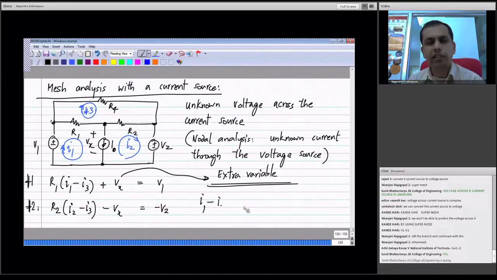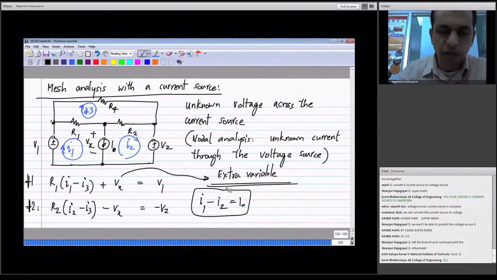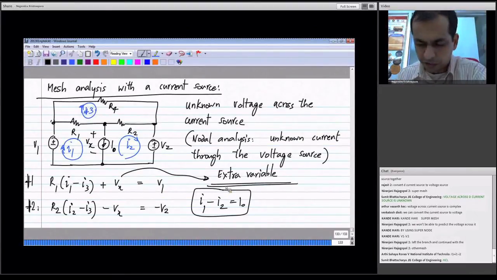Now we did exactly this when we had the nodal analysis. When a voltage source was connected between node 3 and node 4, let's say, we said V3 minus V4 equals the voltage source value. So that gives us the extra equation. Okay. So the extra equation is nothing but the definition of the current source.